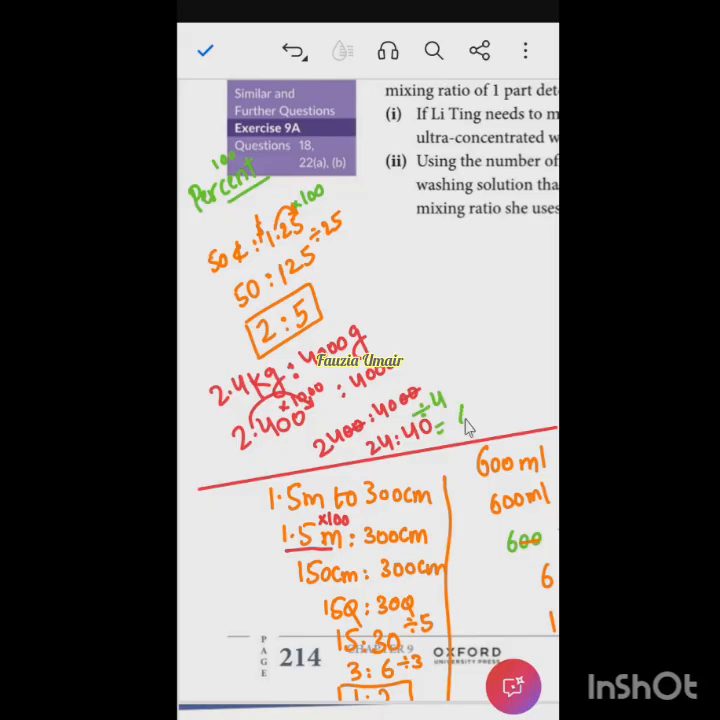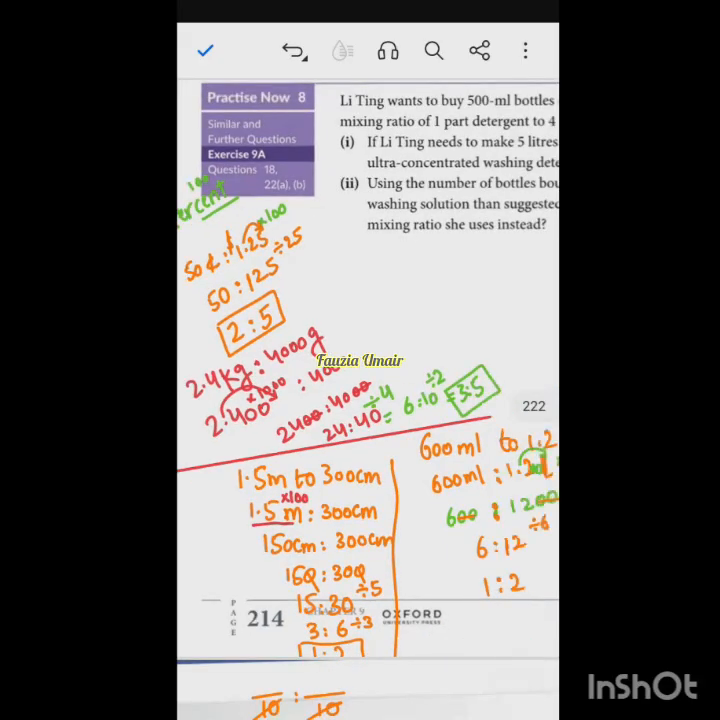So the answer would be 6:10. 6 ratio 10. Can I still divide with 2? The answer would be 3:5. Very good. So this is your answer, 3 ratio 5. This is the simplest form. So any question, Abresh, anything you cannot understand? Is this question clear? Is the D part clear?